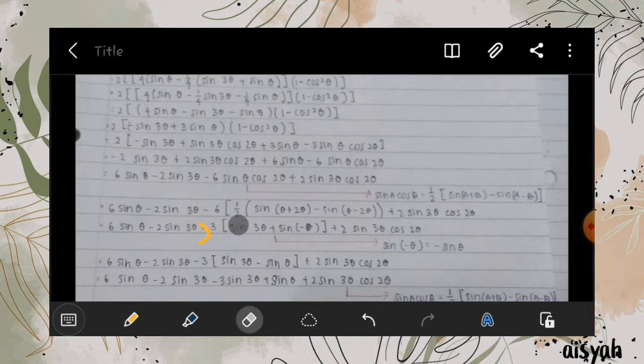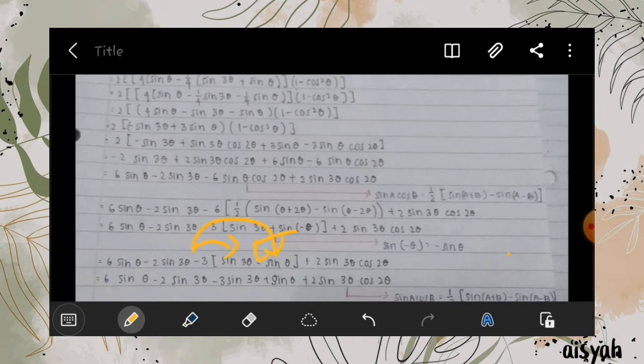And then we solve the sin theta plus 2 theta. Then we get sin 3 theta. And sin theta minus 2 theta we will get sin negative theta. And then we know that is equal to negative sin theta. Then we put the negative sign outside. And then we will expand it. Negative 3 will expand the values in the bracket.